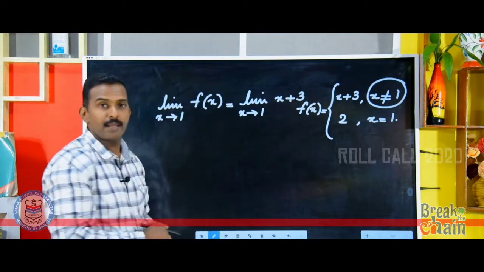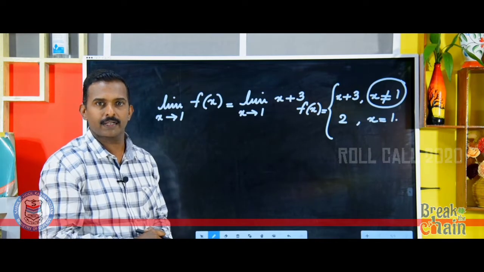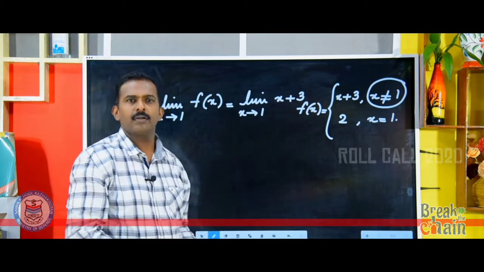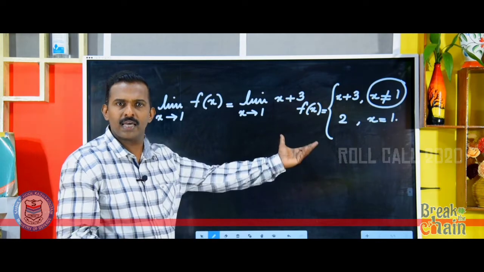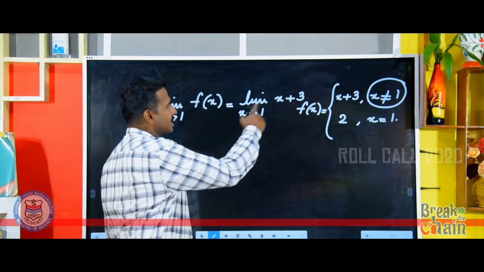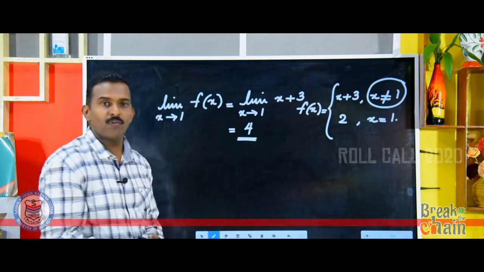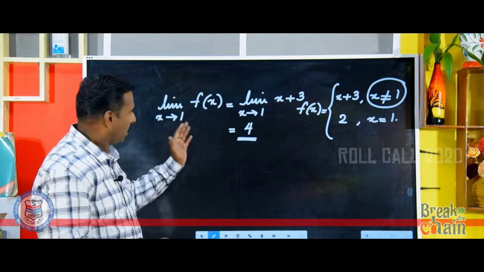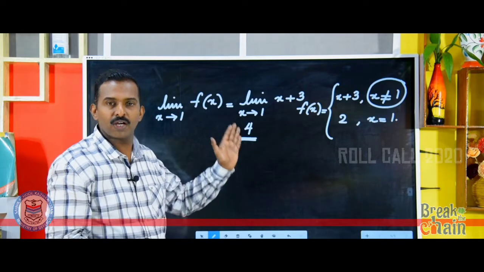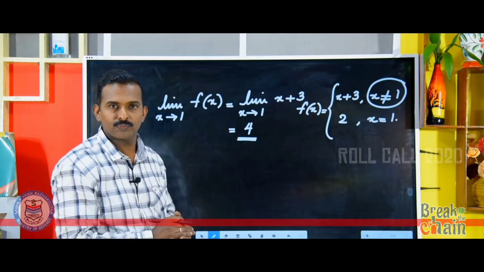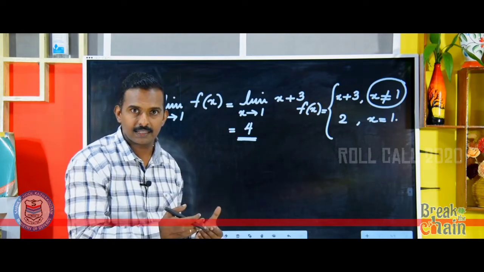It changes to limit x tends to 1 of x plus 3. How will you calculate the limit? Direct substitution, because it is a linear function. Therefore, x tends to 1, x is given 1. Therefore, the limit value is 4. Repeat, the limit of the function at x equal to 1 is 4. In this case, the limit exists.